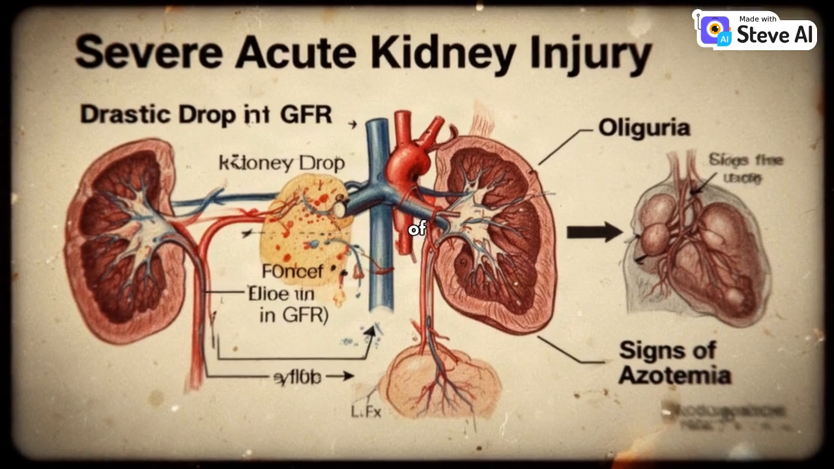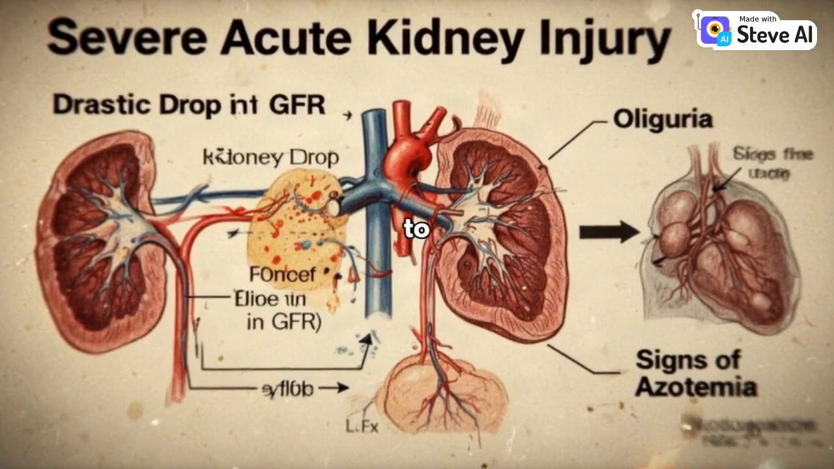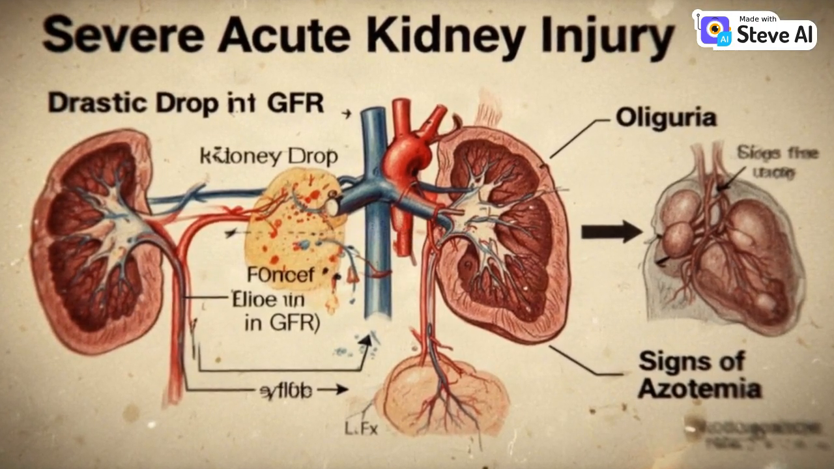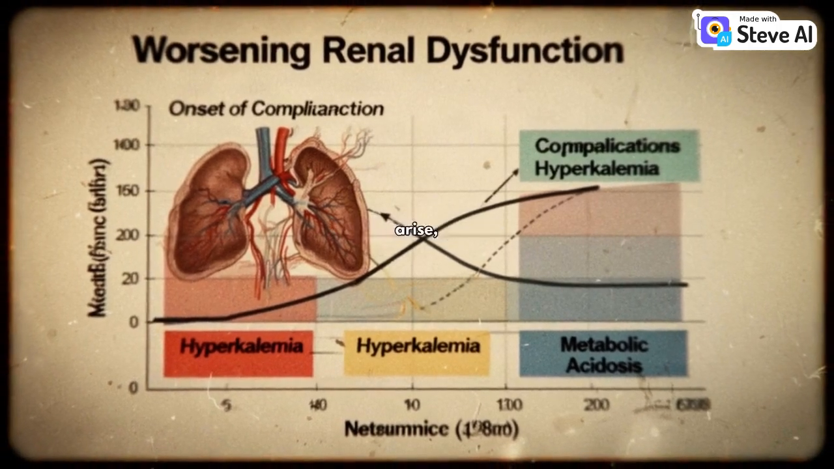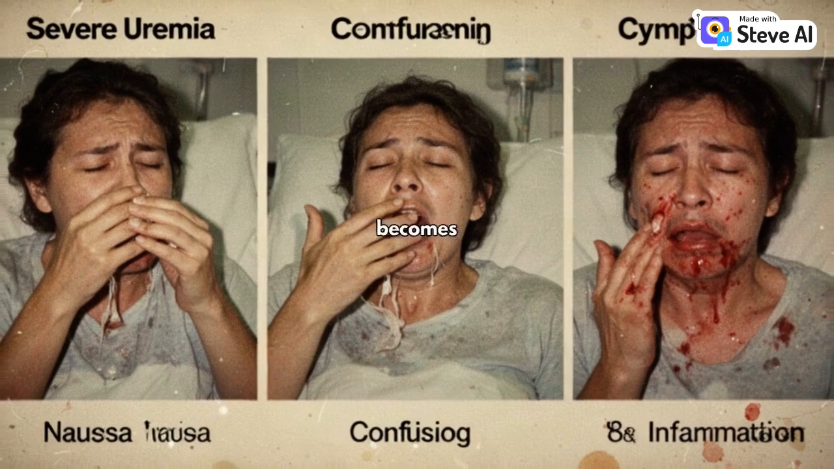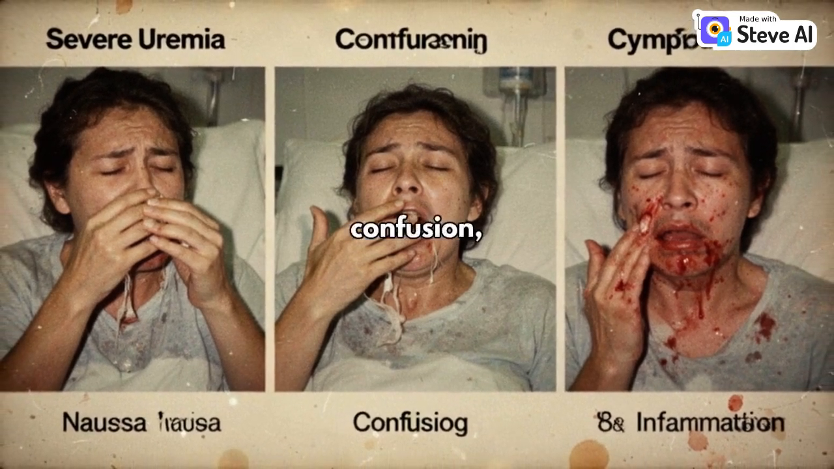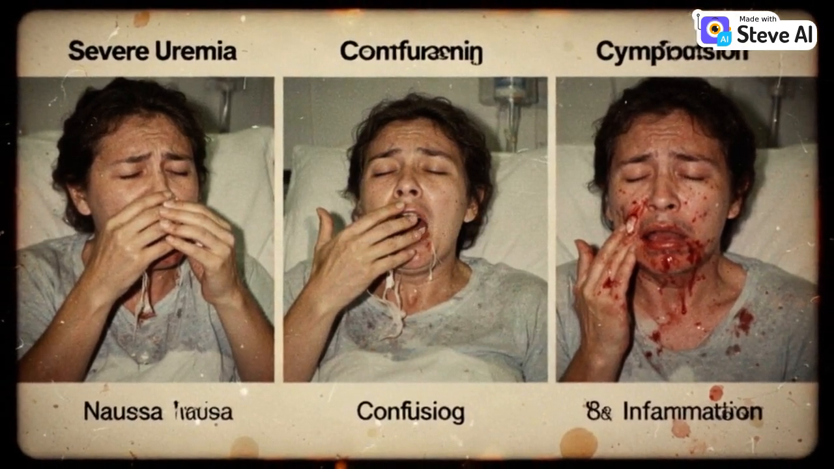In severe cases of acute kidney injury, we witness a drastic decline in GFR, leading to oliguria and eventual azotemia. As renal dysfunction worsens, further complications arise, including hyperkalemia and metabolic acidosis. If uremia becomes severe, symptoms such as nausea, vomiting, confusion, and pericardial inflammation may develop, highlighting the seriousness of the syndrome.